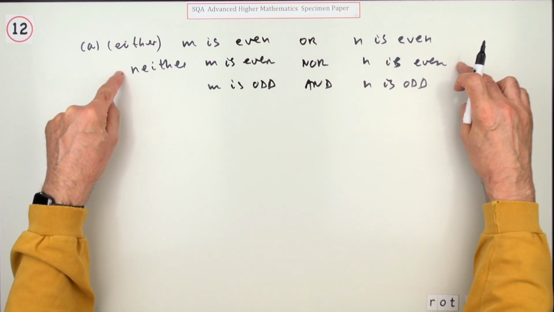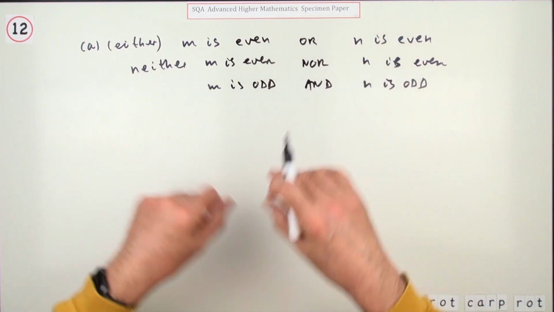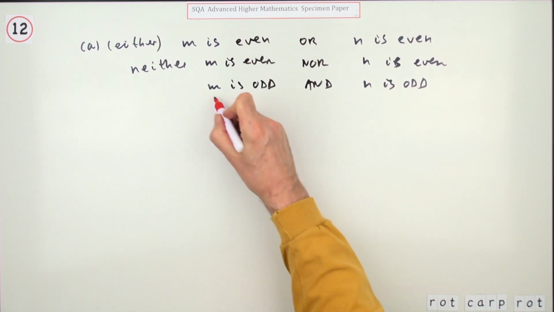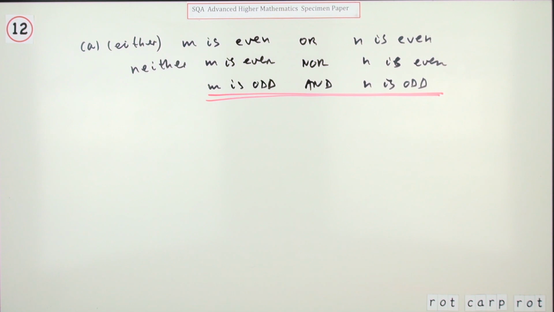So either of those would do. Strictly speaking, that's the exact negation. The opposite of either or is neither nor. However, that's a more concise statement there. Maybe I'll just go for that one. And that was the first mark.